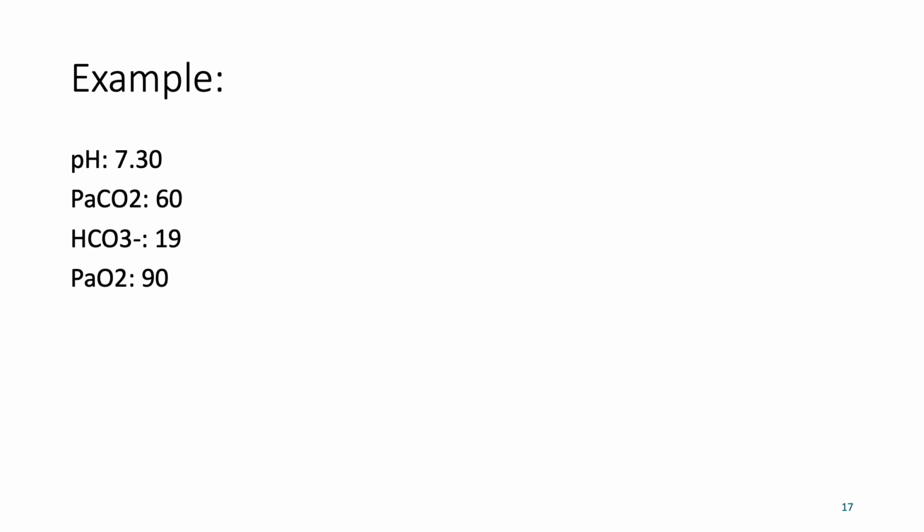So let's look at an example of a mixed arterial blood gas. Pause the presentation and work through this ABG. So step 1, we label. A pH of 7.3 is acid. CO2 of 60 is high, so that's going to be acid. Bicarbonate of 19 is low, so that's actually also an acid.